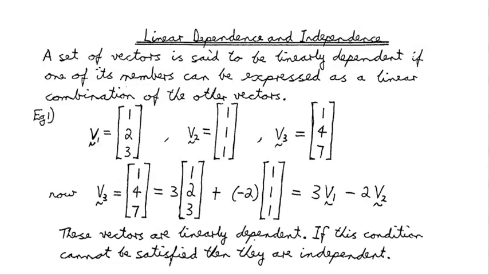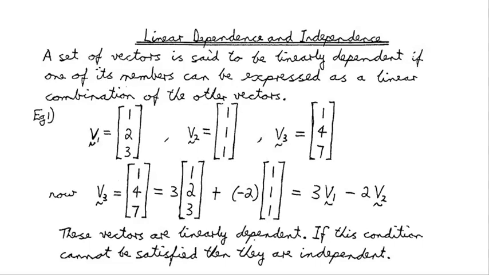Right, let's look at the idea of linear dependence and independence of vectors. Now, a set of vectors is said to be linearly dependent if one of its members can be expressed as a linear combination of the other vectors. Combination just means to add or subtract, and linear just means there are no powers of the constants involved. We're just taking a scalar times a vector plus or minus a scalar times some other vector, adding them together and seeing if they produce some other vector we're interested in.